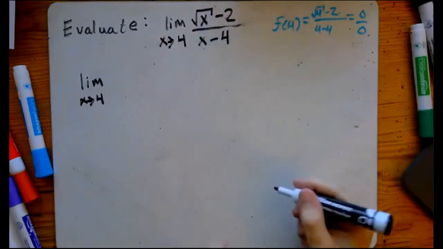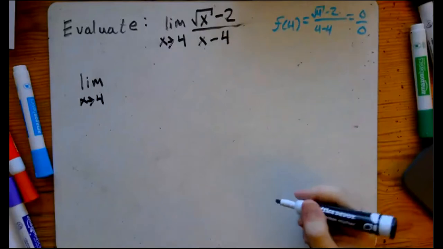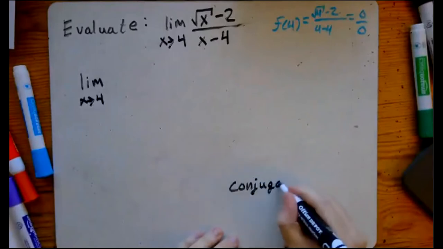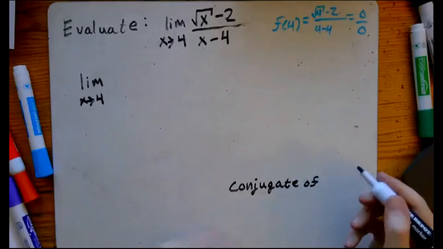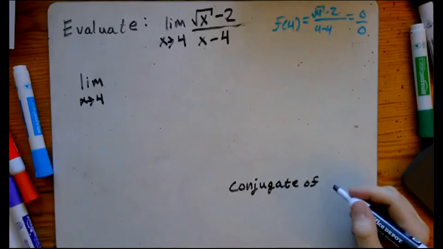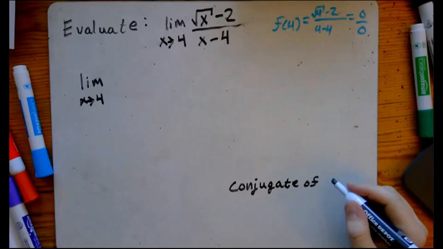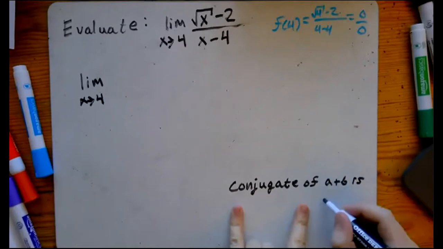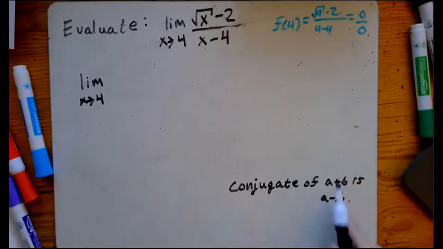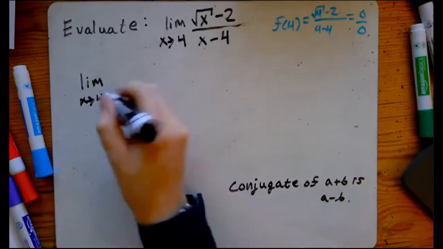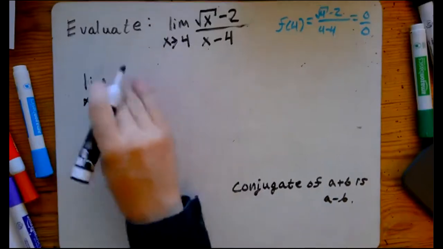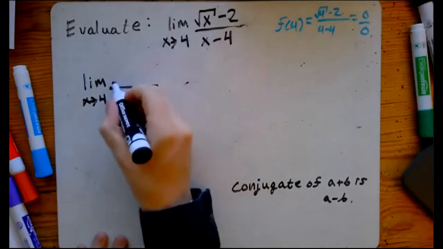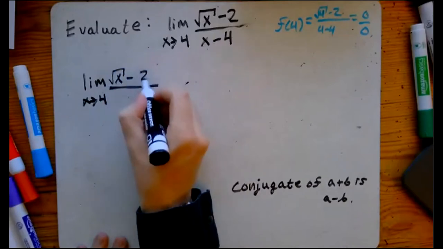Now, for those of you who have forgotten, the conjugate of A plus B is A minus B. Just switch the sign in the middle. Now, if I multiply the top and bottom by the conjugate of the top, then something truly magical is going to happen.